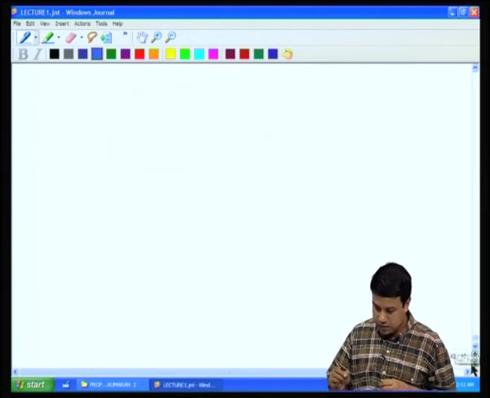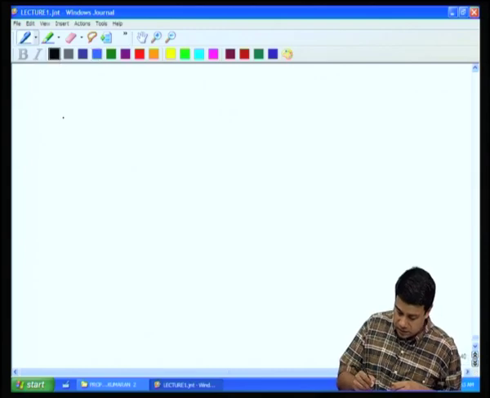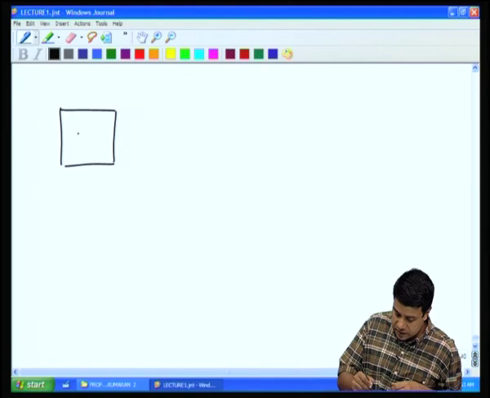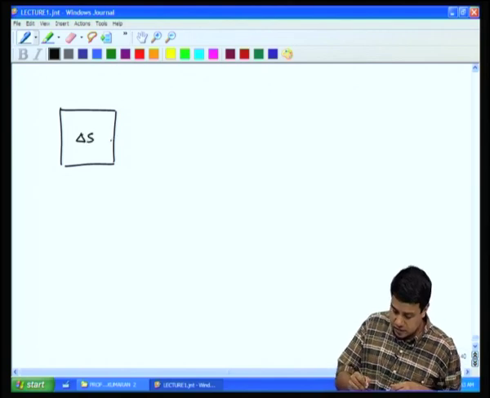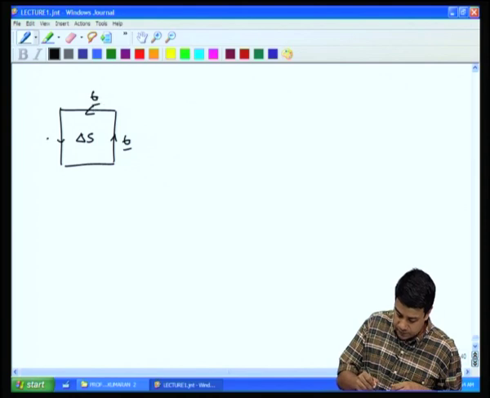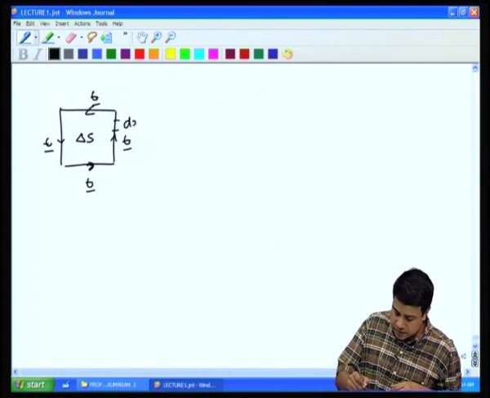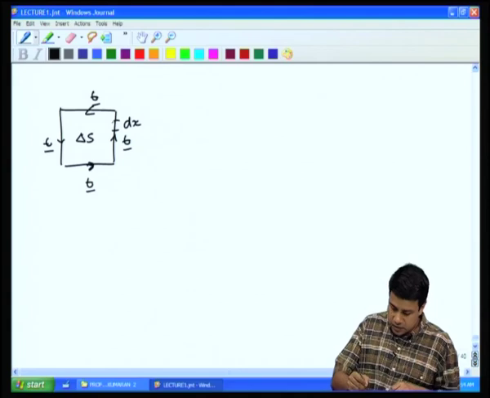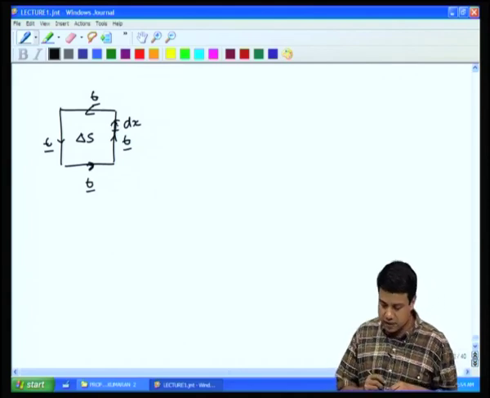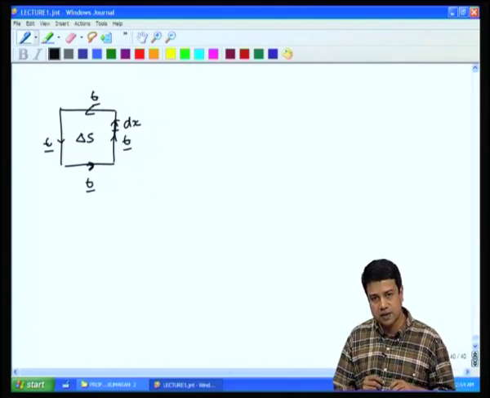So, let us put that all together here. I have this path going around this surface. This is the surface delta s. This is the tangent vector at each point. And differential displacement is dx. So, this vector displacement is dx times t, which is just dx vector.